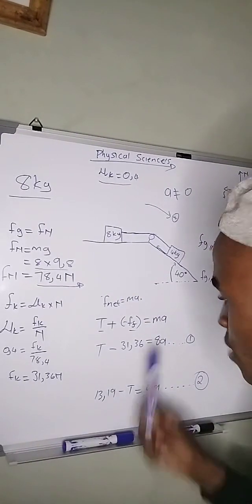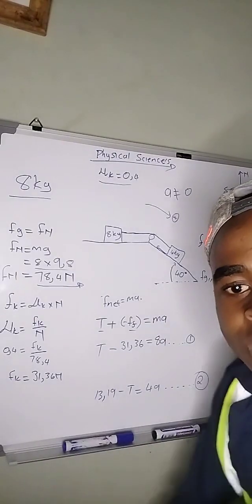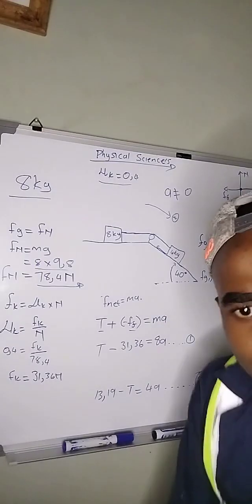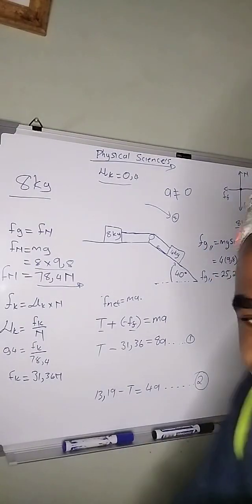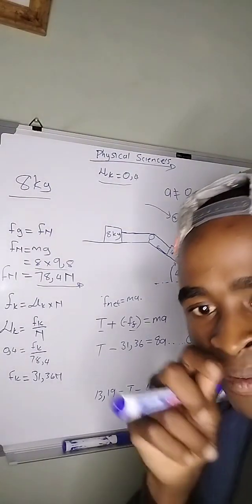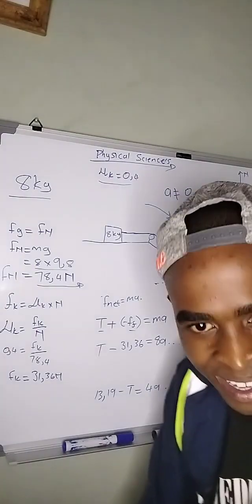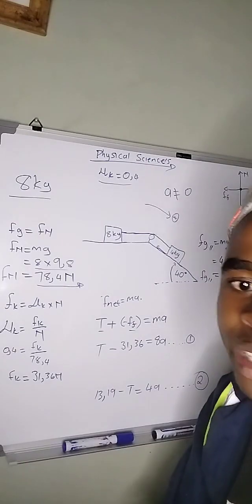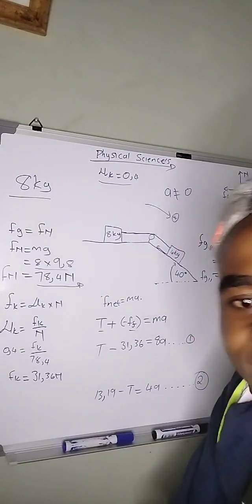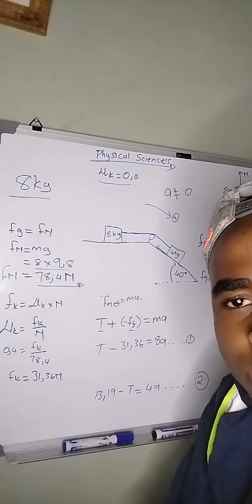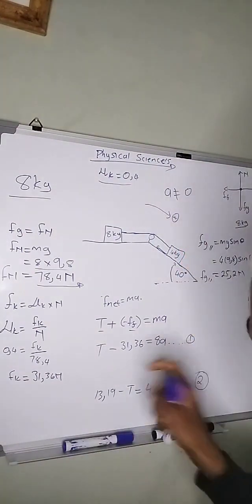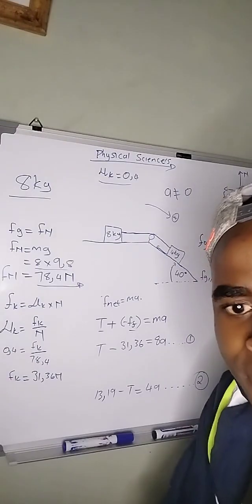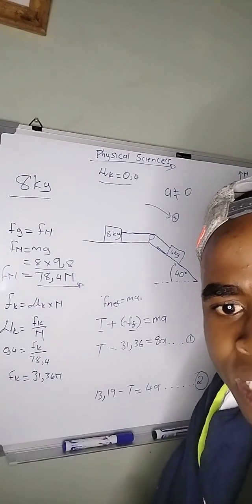So whenever you get here, what do you do? We make the subject of the formula. Okay, we get number 2. I want to have 10 comments, and I want to see what people do when they get here. Equation 3.